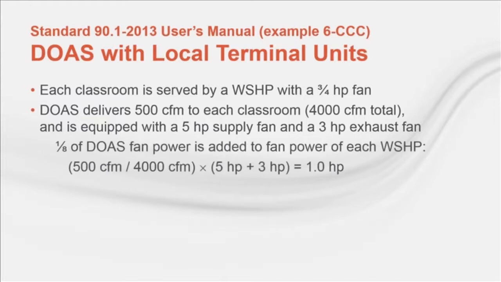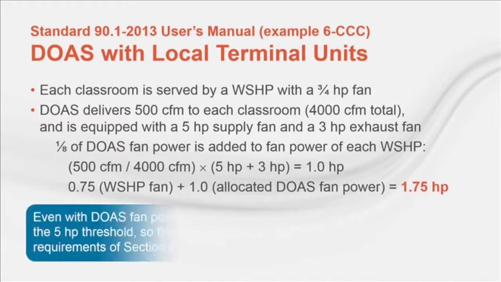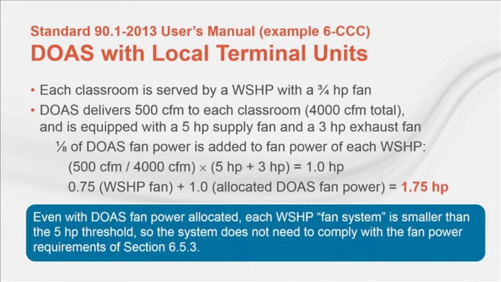Since each classroom receives 1/8 of the total outdoor airflow, then 1/8 of the fan power for the dedicated outdoor air unit is added to the fan power of each water source heat pump. When we do this allocation, the total power for each fan system is 1.75 horsepower. Since this is under the 5 horsepower threshold for this section, these fan systems do not need to comply with the fan power requirements of standard 90.1.